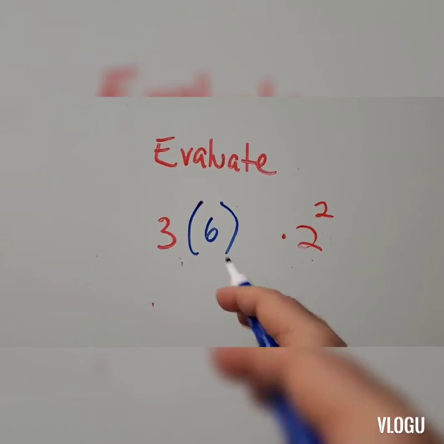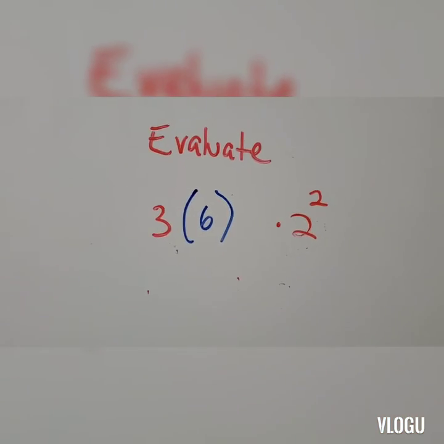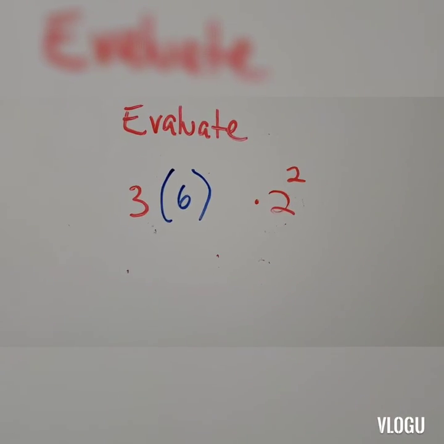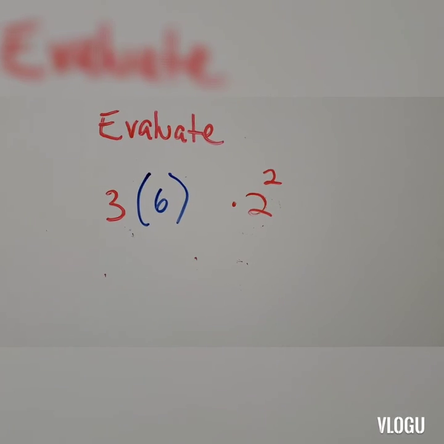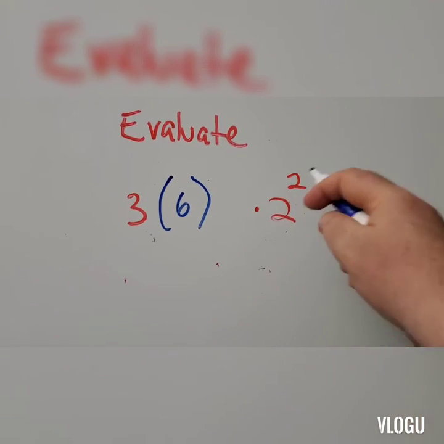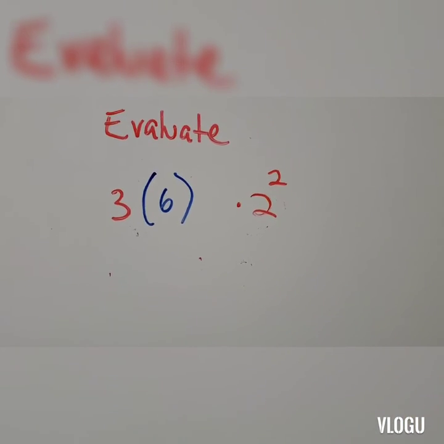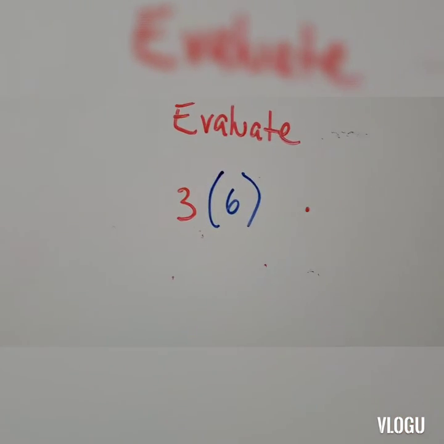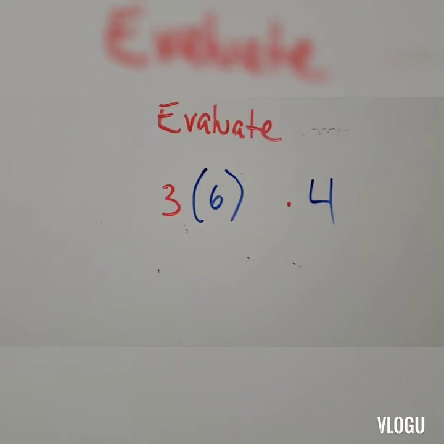There's nothing else to do with this parenthesis. It's just a placeholder. We're still left with the 3 times 6. I'm not going to do that yet because exponents come next. Here I have a 2 squared. 2 squared is 2 times 2, which is 4.